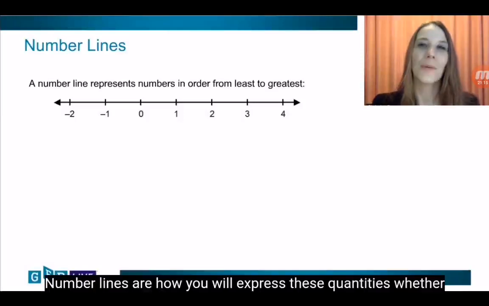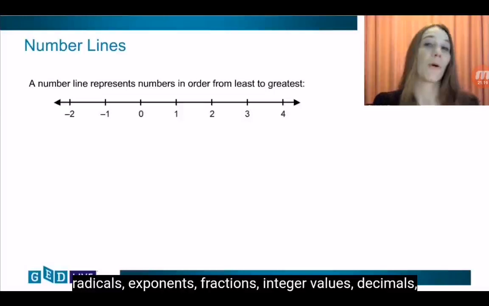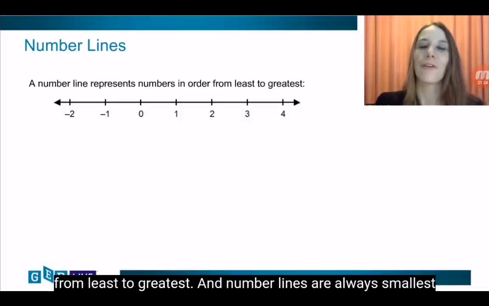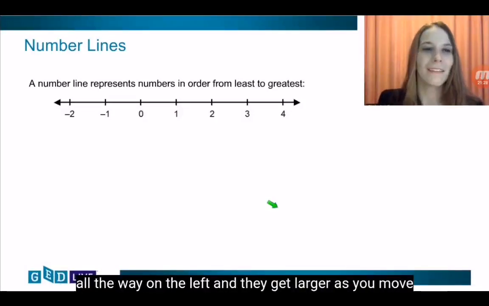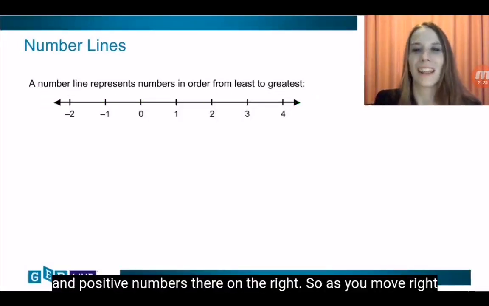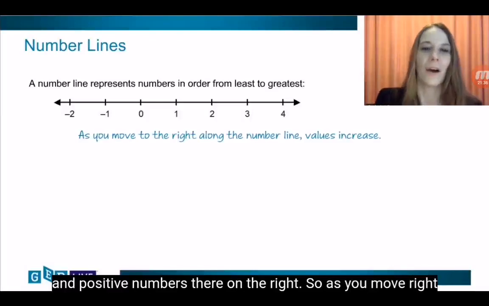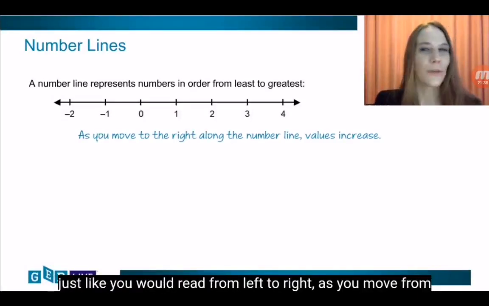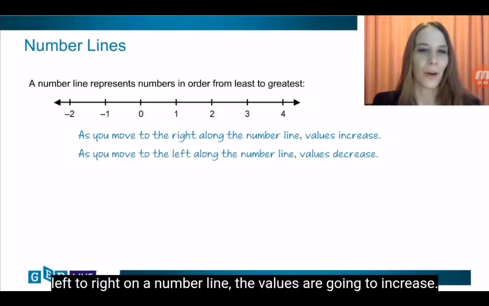Number lines are how you will express these quantities, whether radicals, exponents, fractions, integer values, decimals, from least to greatest. And number lines are always smallest all the way on the left, and they get larger as you move to the right. So you can see here we've got negative numbers on the left and positive numbers there on the right. So as you move right, just like you would read from left to right, as you move from left to right on a number line, the values are going to increase.